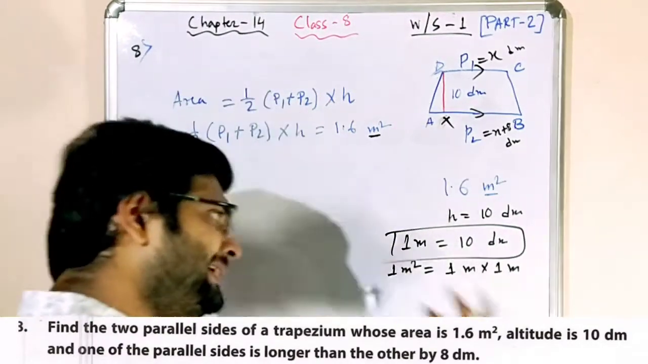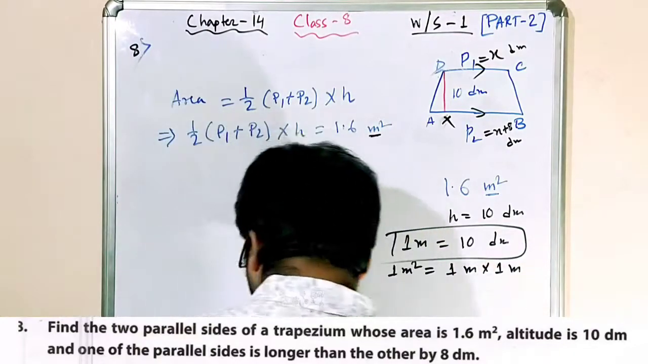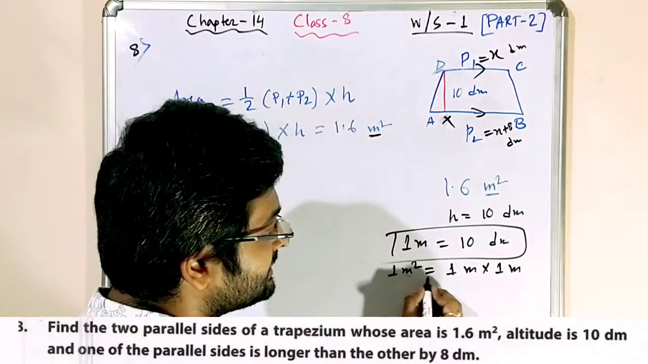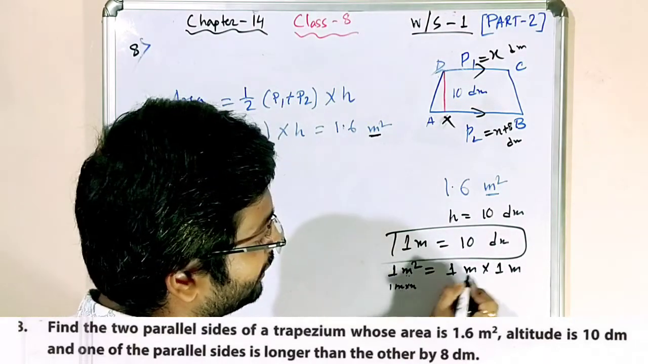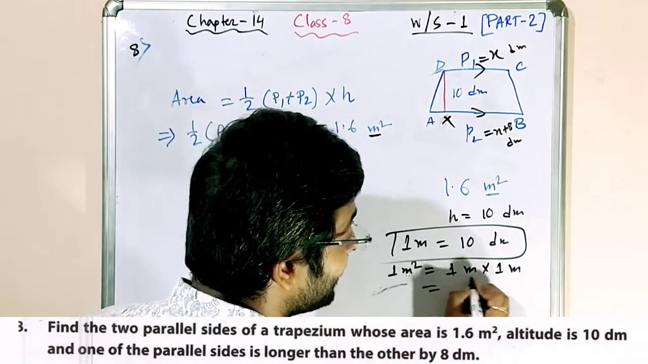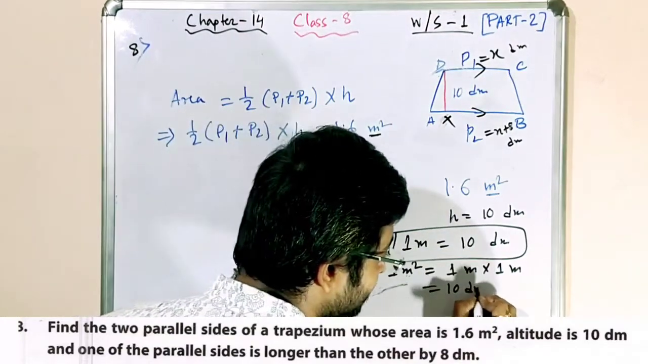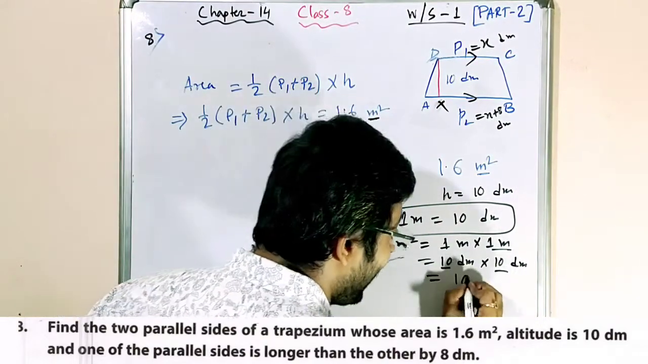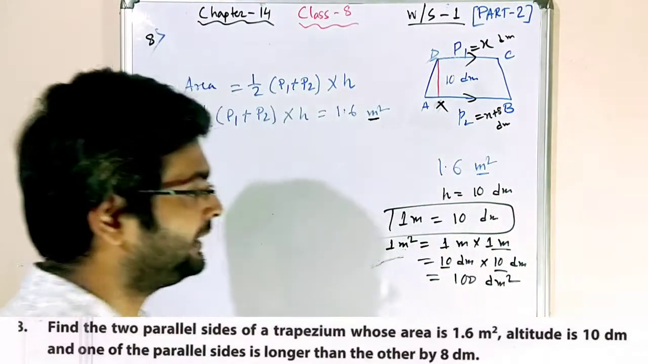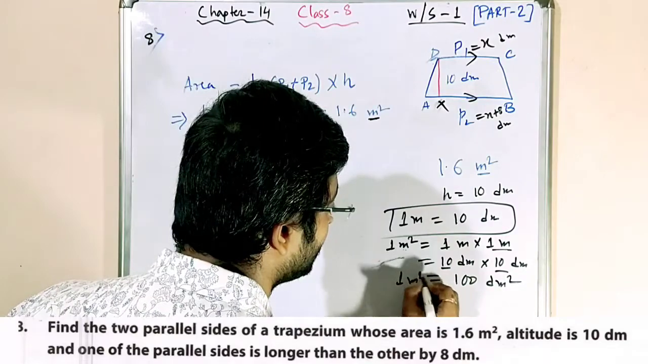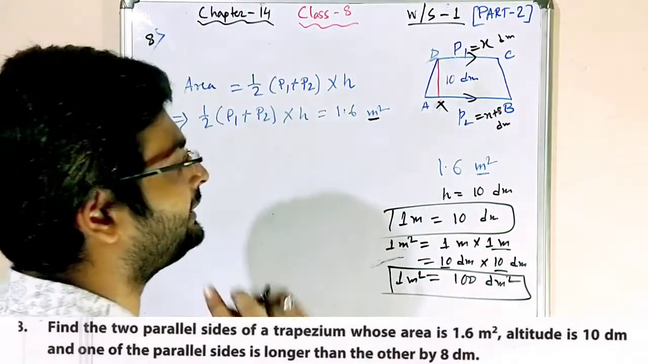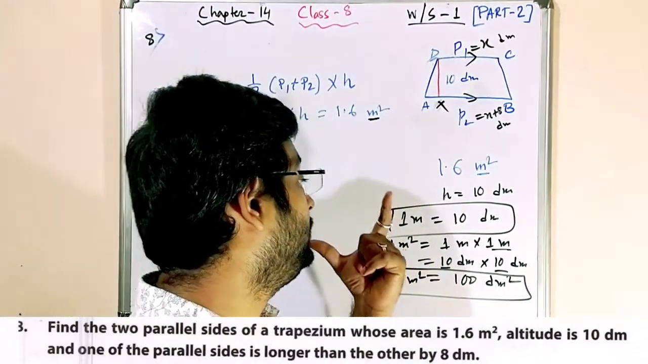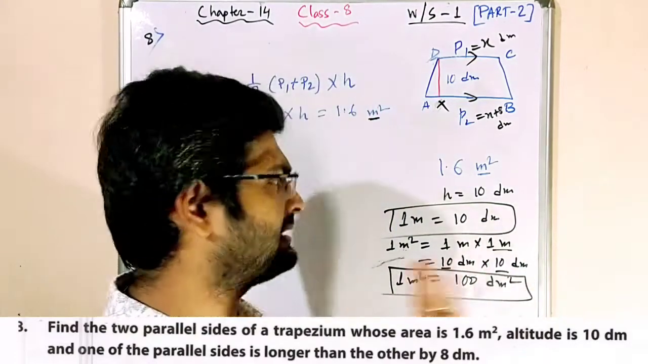But this one, I think many students can do it, but for those who cannot, listen carefully. 1 meter square equals 1 meter into 1 meter, because meter square means meter into meter. Now the value of 1 meter is 10 decimeter, so 10 decimeter into 10 decimeter, that is 10 into 10, 100 decimeter square. So 1 meter square actually is 100 decimeter square. Many students made a mistake and wrote 10 decimeter, but here it is meter square, so be careful. This is the part you have to be careful about, but the rest is the same as question number 7.